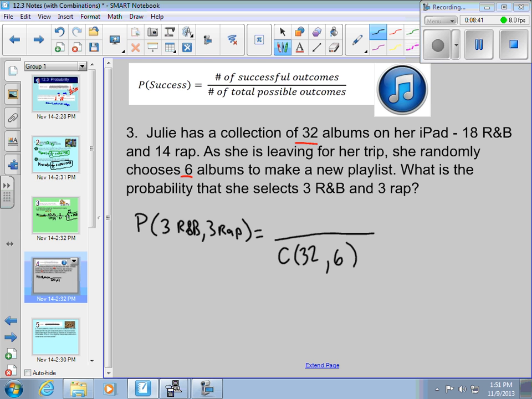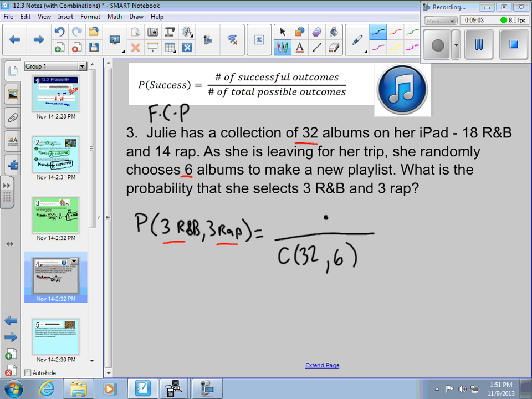Well, the thing that's different about this one is she's choosing 2 different types, R&B and rap. So we've got to find out how many ways she can choose the R&B and how many ways she can choose the rap. And remembering our fundamental counting principle says that when you have that, you multiply your choices together. So we're going to multiply here.